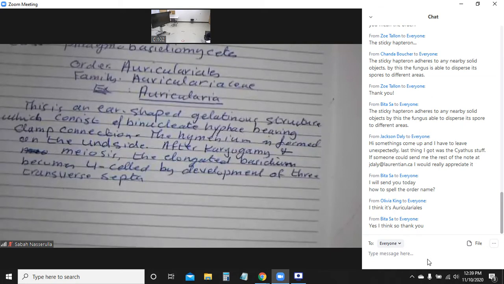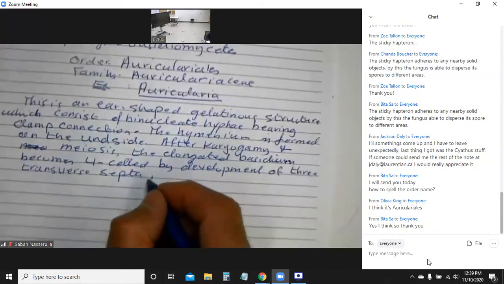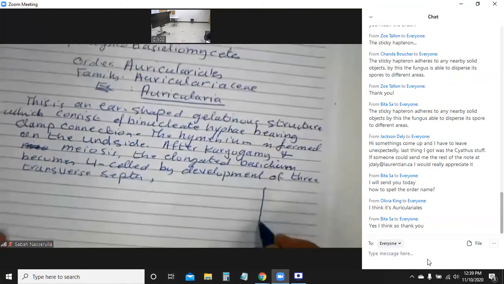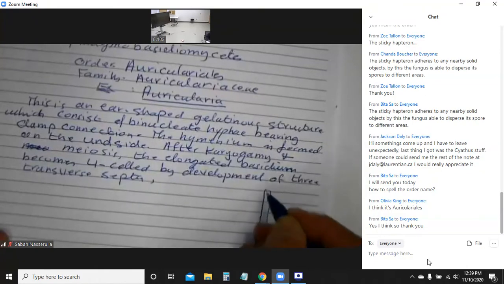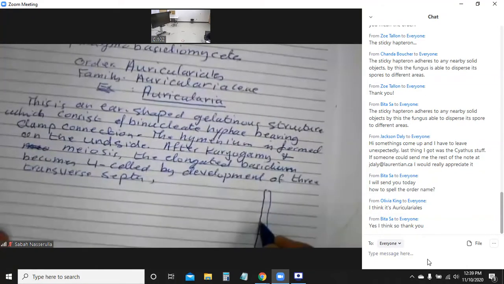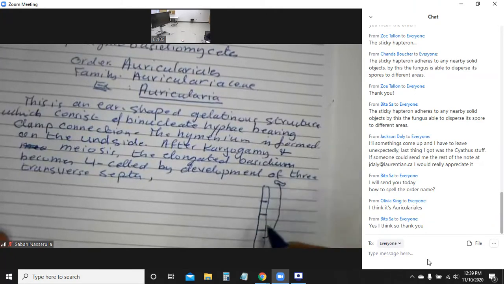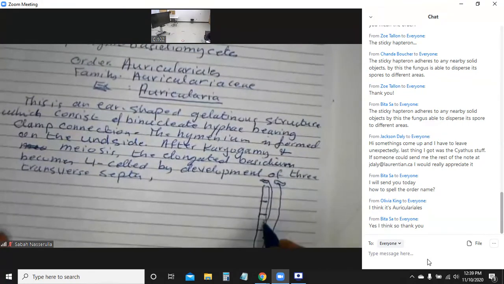Then after the septa, a long arm develops. As I showed you, when you have a cell like this and three septa like this, it becomes four cells, and from each one a long arm will develop, and the basidiospore looks kidney-shaped like this. That's how it occurs.